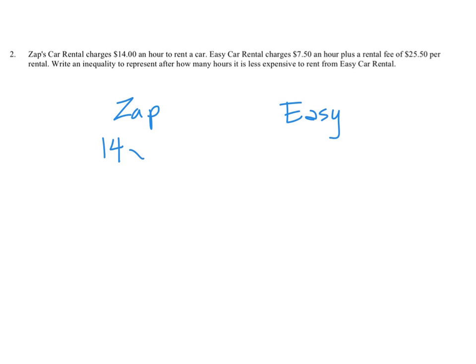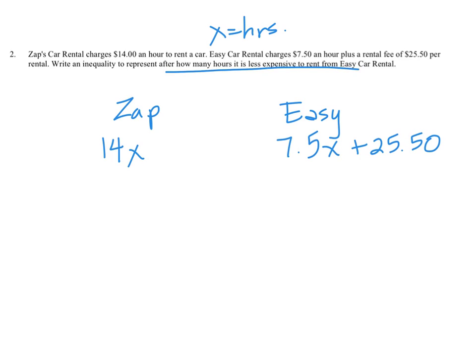Zapp is $14 an hour, where x is equal to the number of hours. And Easy Car Rental is $7.50 an hour plus a fixed fee of $25.50. The question is, when is Easy Car Rental less? So we write the inequality as 14x is greater than 7.5x plus 25.50. The question is not asking to solve the inequality, but let's go ahead and do that.